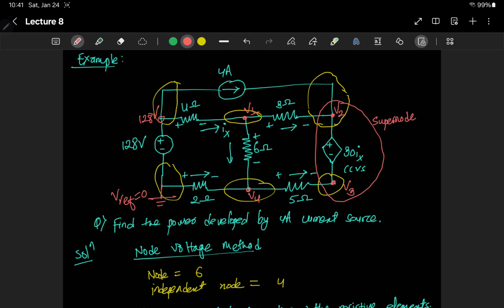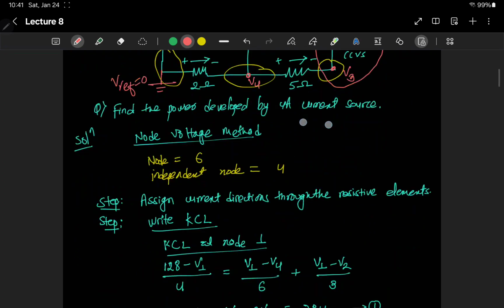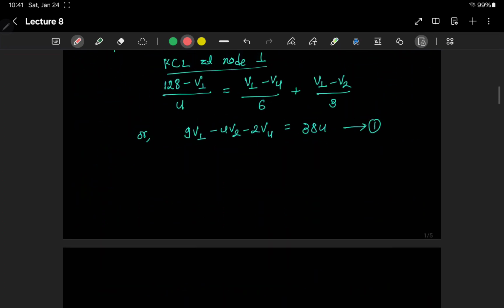If we apply Kirchhoff's current law at this supernode, the current coming here will be this 4 ampere current, and this current coming through the 3 ohm resistor, which is V1 minus V2 by 3 ohm. So there are two incoming currents, and there is another current coming here. This current is V4 minus V3 by 5. So the sum of these three currents should equal 0 for the supernode. We apply KCL at supernode.